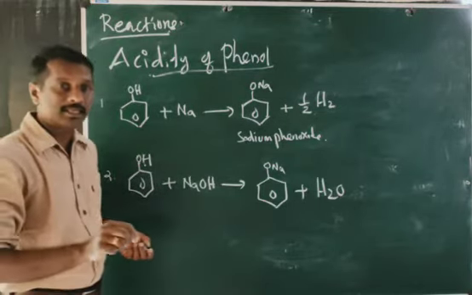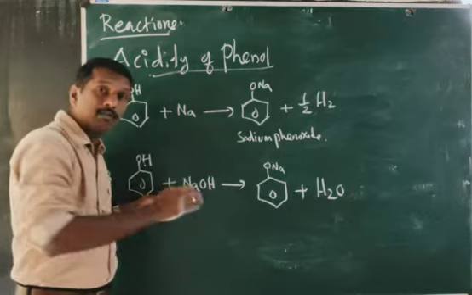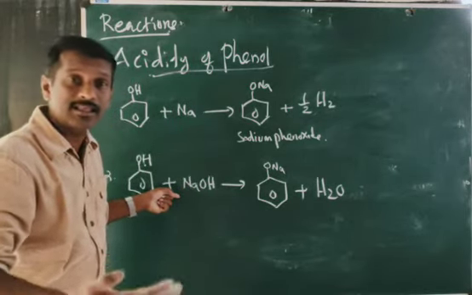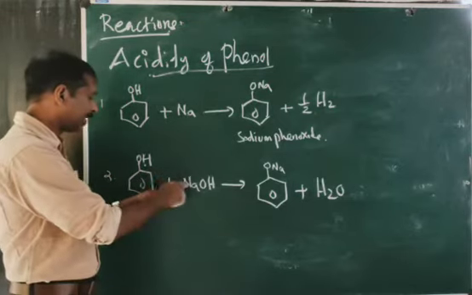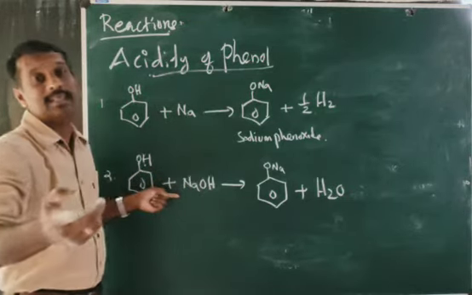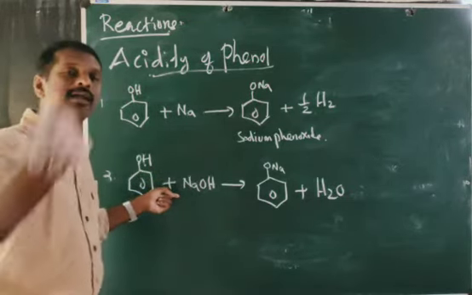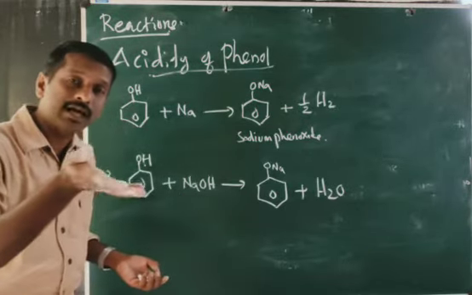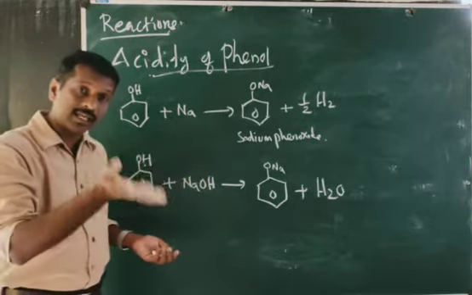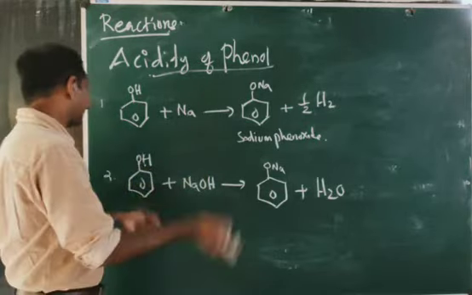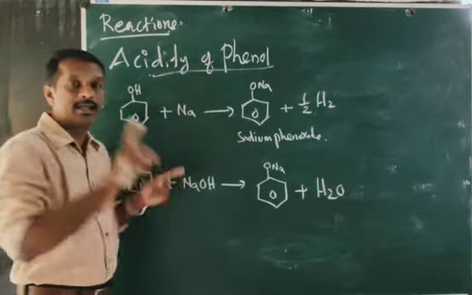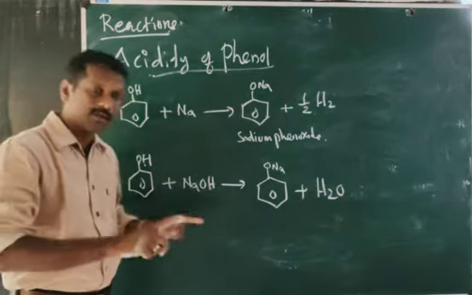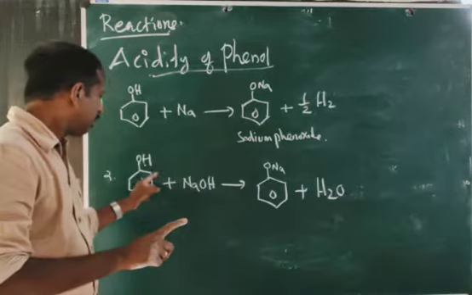That means phenols are more acidic than alcohol, and that is the reason phenol can react with the alkali, but alcohols cannot react with the alkali. That means alcohols are weaker acids. Alcohols are weaker than phenol. Keep it in mind. Alcohol is a weaker acid than phenol.